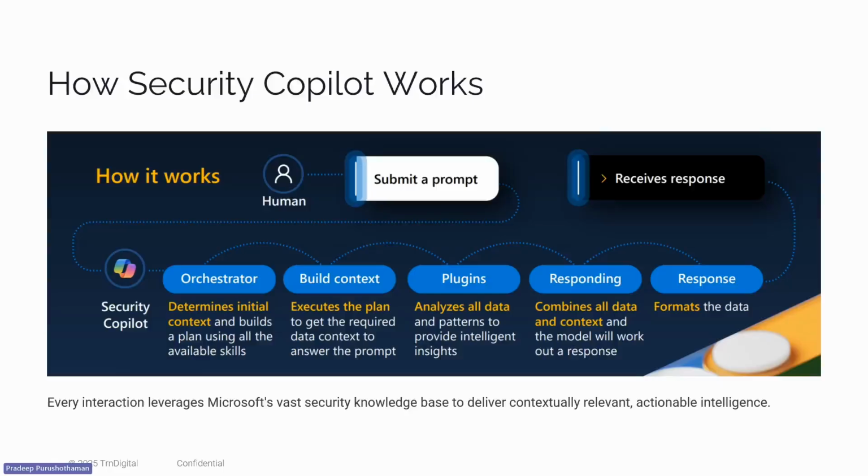In short, Security Copilot turns raw data into clear, actionable intelligence, helping your team detect, investigate, and respond to threats faster than ever before. Now, the image shows what actually happens at the backend at a very high level. The orchestrator tries to determine the initial context. Initial context is easily understandable by Security Copilot because it has access to vast amounts of security alerts and the expertise of Microsoft. That helps it to build the context, execute the plan, and get the required data context to answer the prompt.